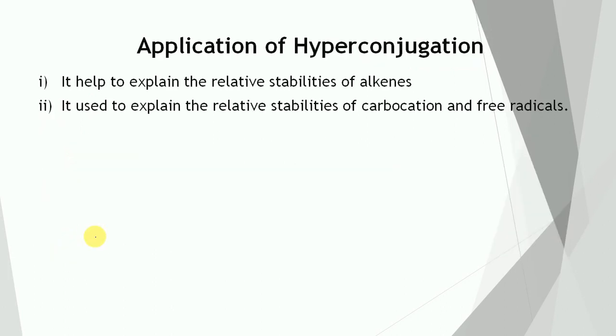Application of hyperconjugation: it helps to explain the stability of the alkenes. It is used to explain the stability of the carbocation and free radicals. So with the help of hyperconjugation, we can easily explain the stability of these three.